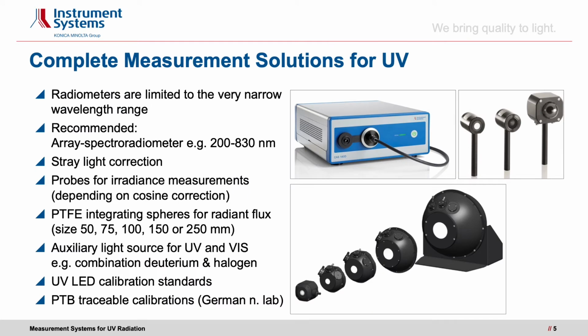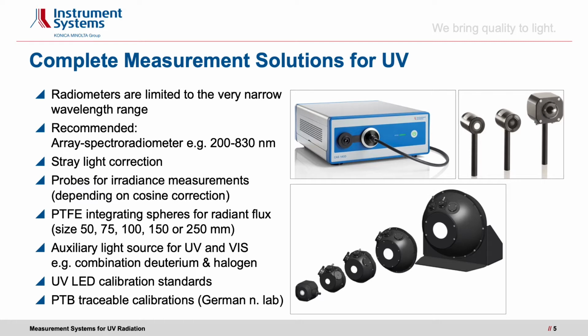For the measurements in the UV range, you have a choice of a few instruments. Maybe radiometers are the easiest way to perform UV measurements, but they are limited to a very narrow wavelength range, typically just around one peak wavelength. Therefore, we recommend the usage of array spectroradiometers, which cover the entire UV range and maybe part of also the visible range between 200 and 830 nanometer.